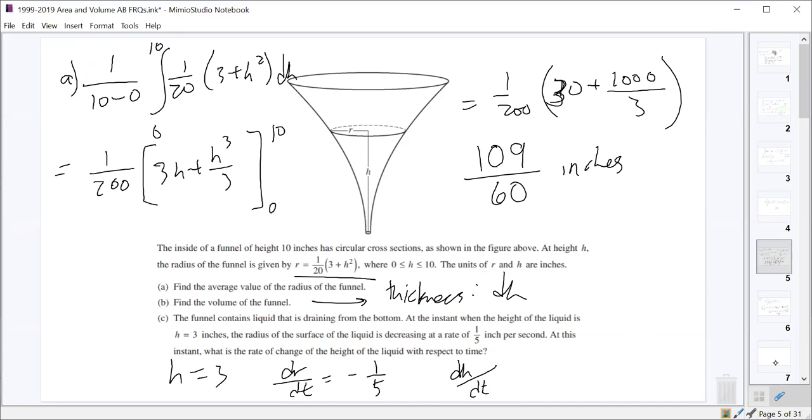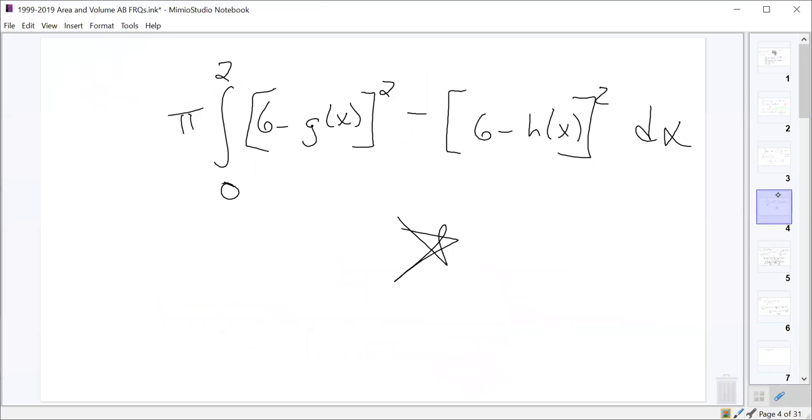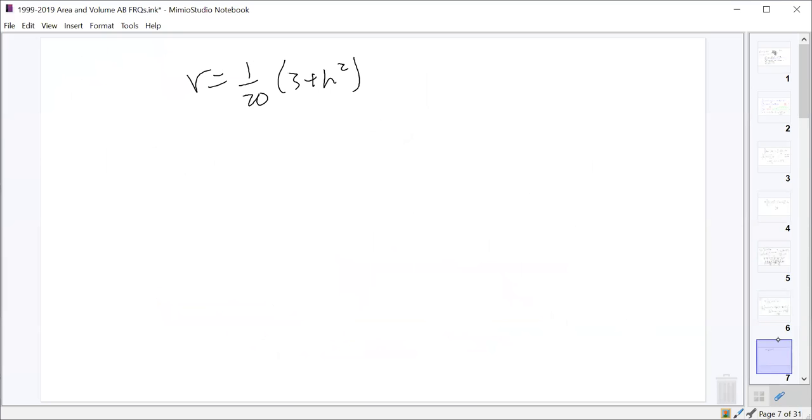Well, we have the function r equals 1/20 of 3 plus h squared. So if we know the height that we're looking at, and we know the dr/dt, and we want the dh/dt, all we need to do is take the derivative of both sides with respect to t. So the derivative of r with respect to t is dr/dt. And the derivative of 3 plus h squared is 2h dh/dt. Everybody good with that?